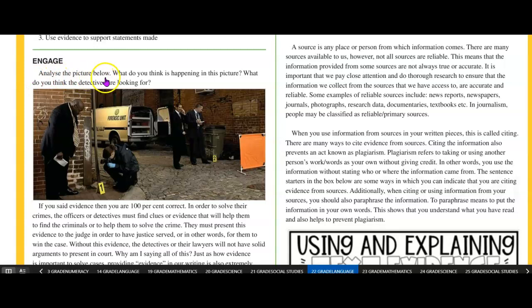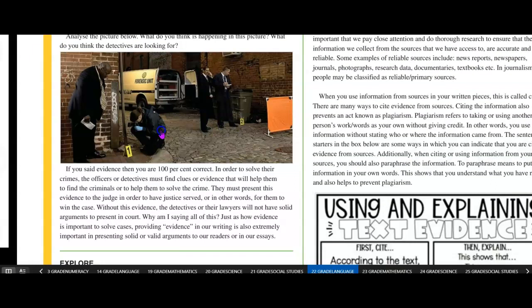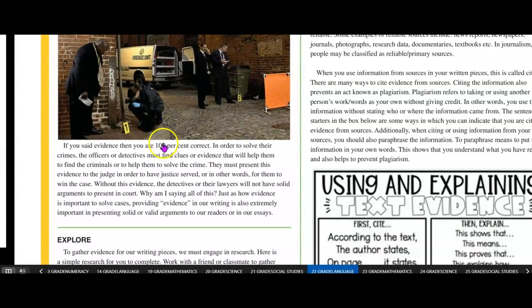Analyze the picture below. What do you think is happening in this picture? What do you think the detectives are looking for? So we see one here, two. They're looking for pieces of evidence. If you said evidence, you are 100% correct.